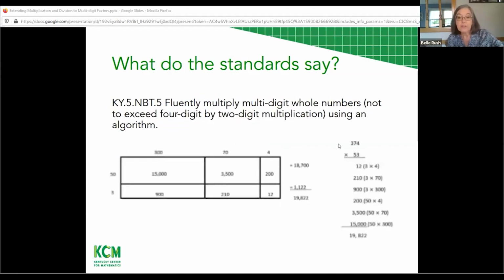And in 5th grade, they are fluently multiplying multi-digit whole numbers, not to exceed 4-digit by 2-digit multiplication, using an algorithm. What do you notice that says? It does not say the standard algorithm. They're using an algorithm. On the left, you see the array, the area models, and on the right, you can see an algorithm where they're breaking down those factors into smaller numbers, using that decomposition of numbers and distributive properties.